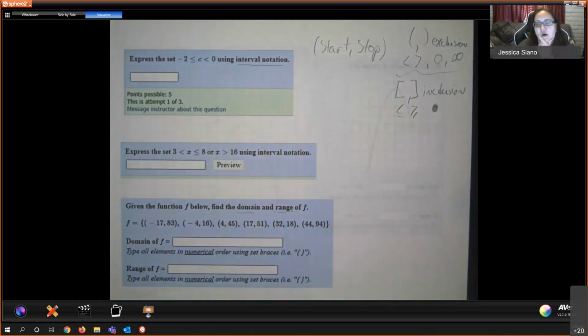And I forgot to mention up here that we always use parentheses with infinity. Infinity is not a part of a set. It is the idea that the set continues forever. So since infinity is not included in the set, we use parentheses.